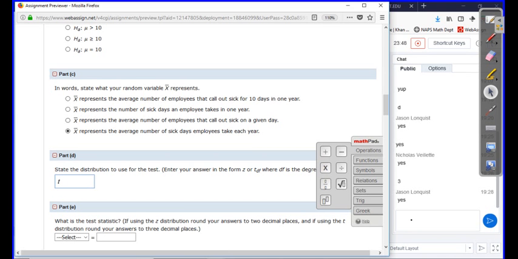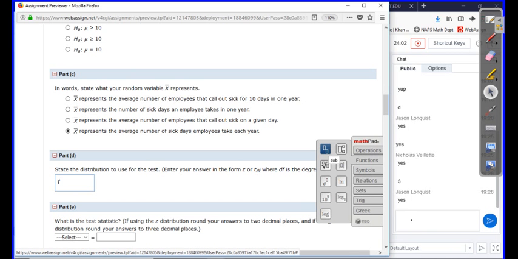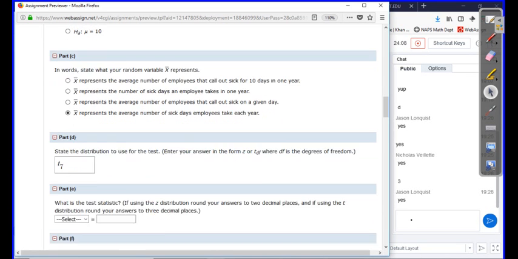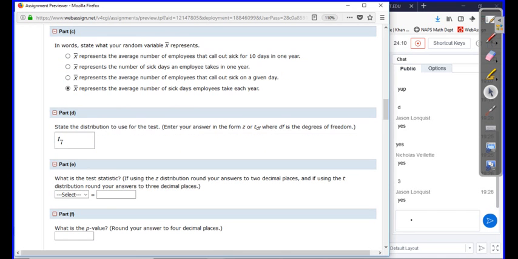And we want to look for symbols right here that we can use. So we're going to use the one right here that says subscript. And in the subscript, we're going to enter in our sample size minus 1. So that's 7. There we go.